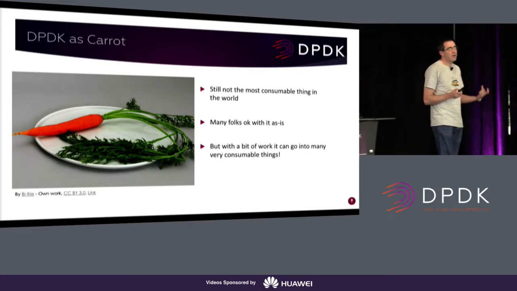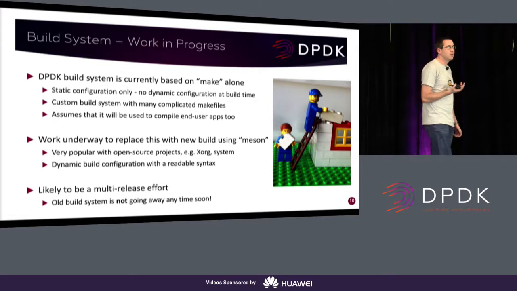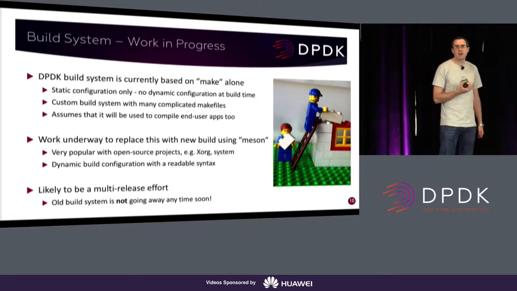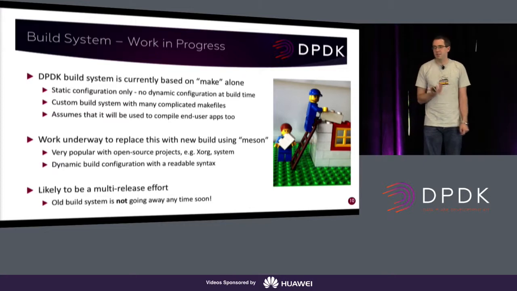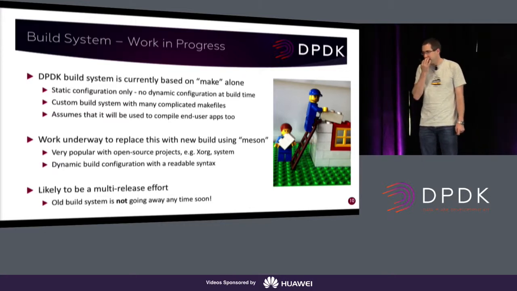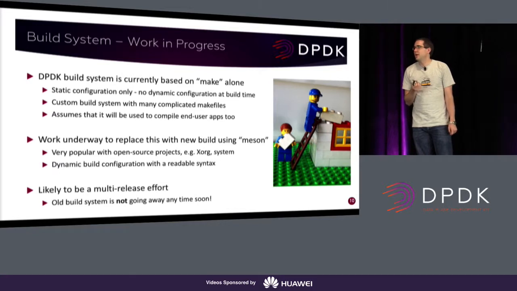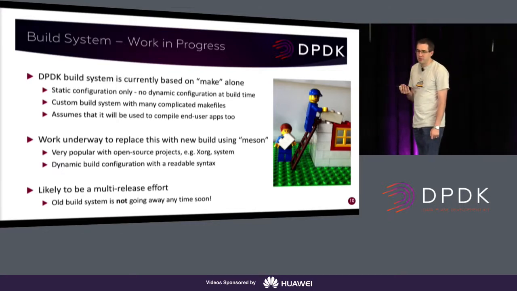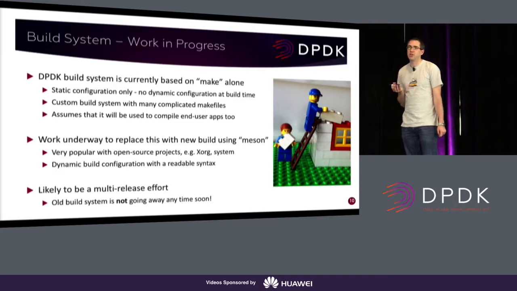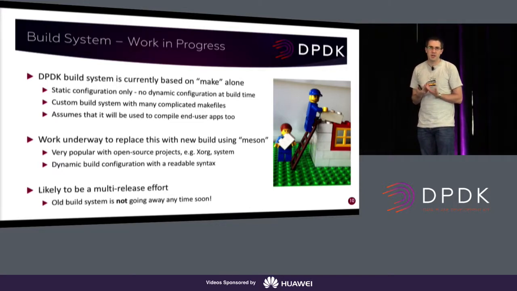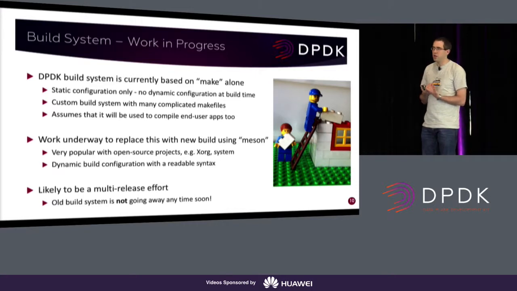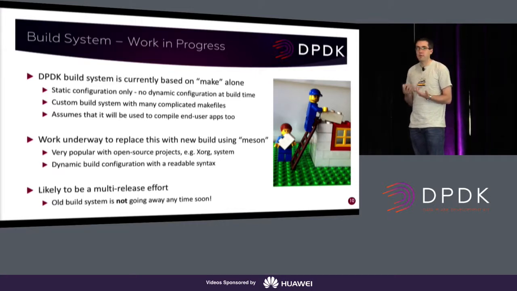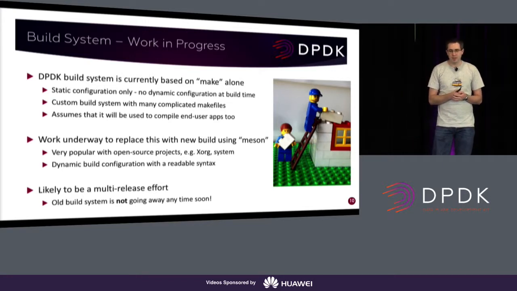Anyway, moving on from the memory rework, I want to talk about some of the changes we've been looking to make to the build system, or the replacement build system, for those of you who've been tracking the list. So the current status quo is that we have a build system in DPDK which is based on make alone. Okay? It's been identified as a problem, particularly the fact that we have static configuration only. We have no dynamic configuration at build time. Okay? If you want to change the default parameters for the DPDK build, you need to go in and hand edit the .config file before you do your build.